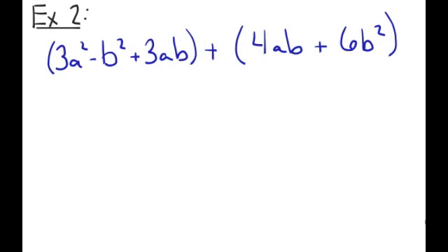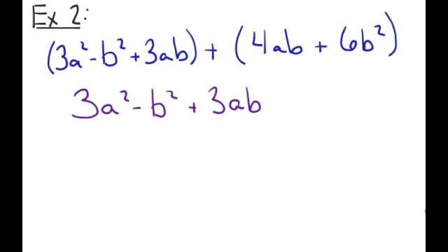Okay, so this one is 3a squared minus b squared plus 3ab, that is your first polynomial, and you're going to add that to the polynomial 4ab plus 6b squared. So these aren't necessarily written in standard form, so you have to make sure that they're written correctly, like from the last video, so that they'll line up correctly. So let's start off by writing our first polynomial again. So 3a squared minus b squared plus 3ab.